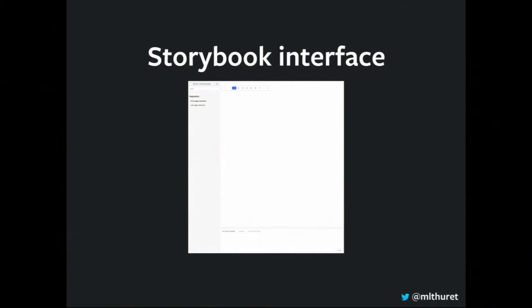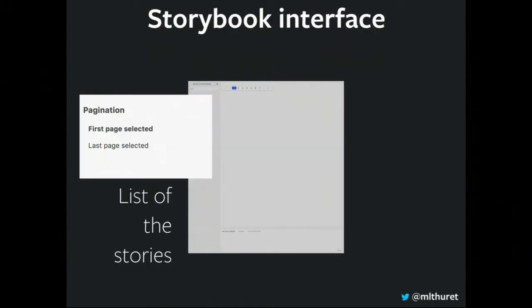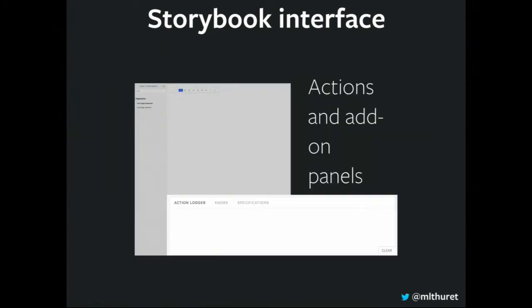So it's divided into 3 parts. On the left, you have this menu with the list of your stories. You have something that is called stories kind, which is basically more or less your components, and then the list of the story, which are like substates of your component.